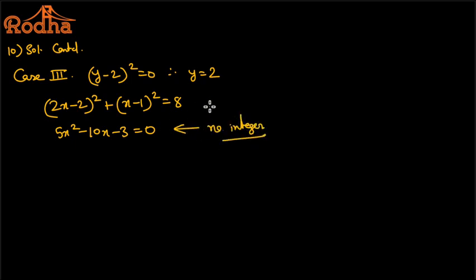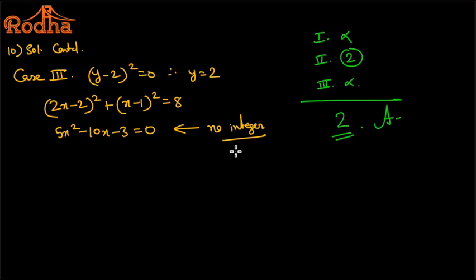Okay. So in case 1 I got no integer values. ठीक है. In case 2 I got two solutions. In case 3 again no integer values, right? So total क्या हो गया? Total 2 is the answer for this 10th question here.